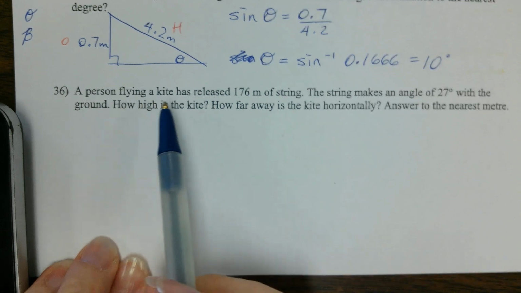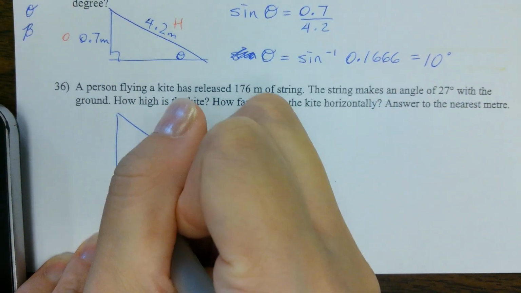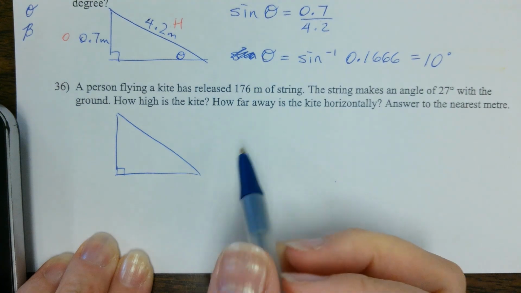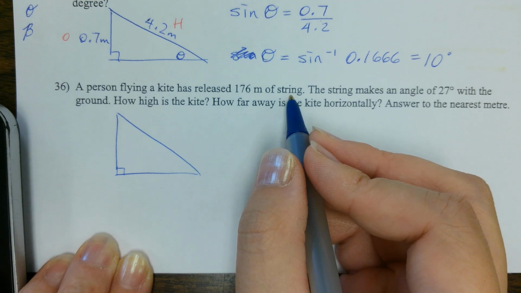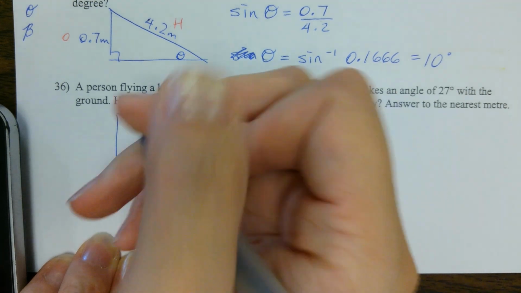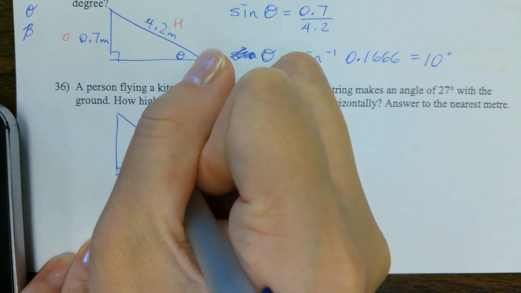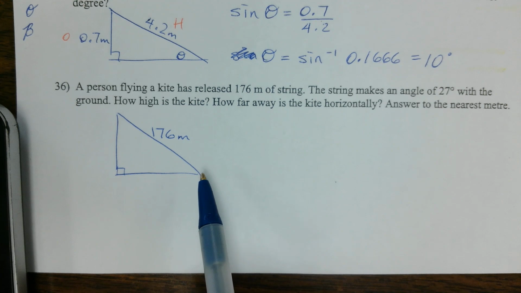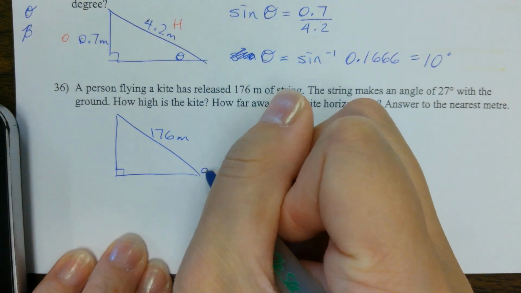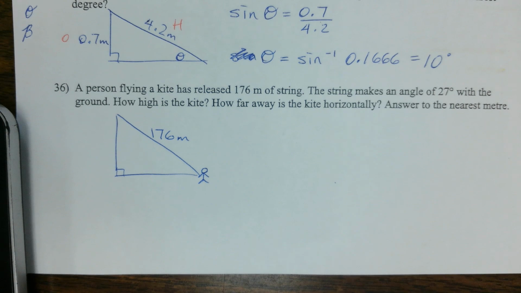So, last one: a person flying a kite. A person flying a kite released 176 meters of string. If you've ever flown a kite, you know that this diagonal right here is the string. So where are you? Are you here or here? On the ground, yeah, that's you. The kite is in the sky. I'm trying to cover all the grounds so that tomorrow when you draw your diagrams, you don't think of something abstract.